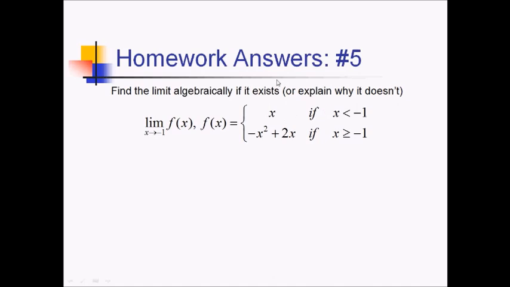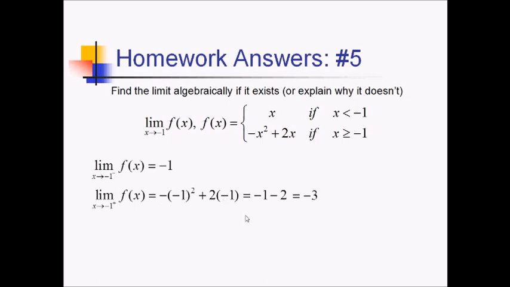So I'm just plugging -1 into x, which just gives me -1. Now for the right-sided limit, we have to use the after rule. So I'm plugging negative 1 into the x here, so that's negative 1 squared plus 2 times negative 1. Well, this is positive 1 when you square it, but then this negative out here makes it negative. So we have negative 1 minus 2, which comes out to negative 3.